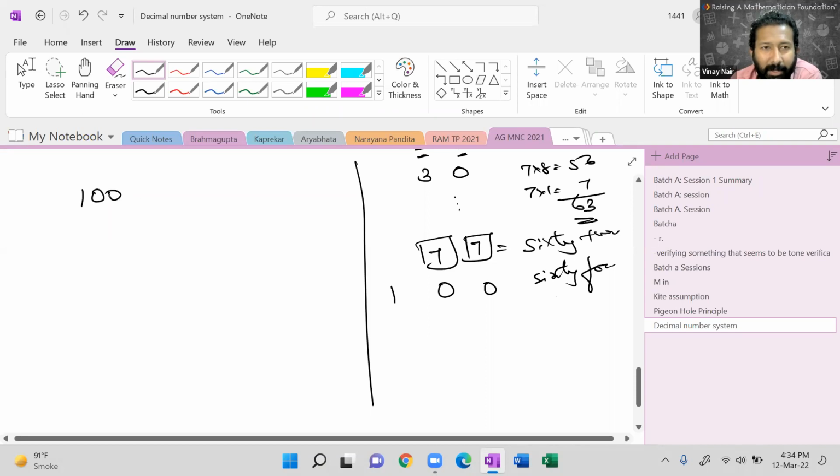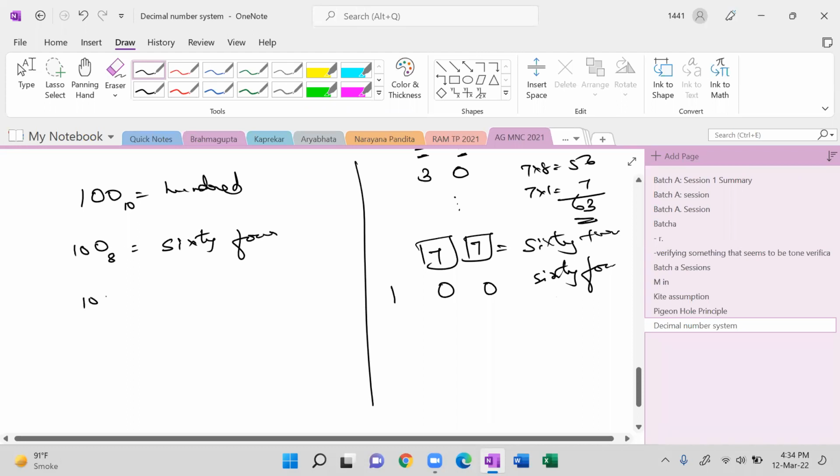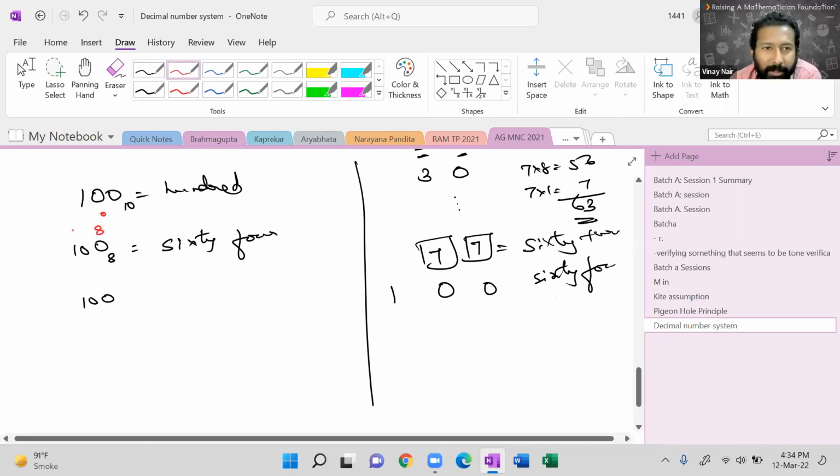When we say 100, what does 100 represent? It represents 100 in base 10. In base 8, it represents 64. Because we say 1 times 8 raised to 2 plus 0 times 8 raised to 1 plus 0 times 8 raised to 0. So this is 8 raised to 0, this is 8 raised to 1, this is 8 raised to 2. So 1 times 8 raised to 2 is going to be 64.